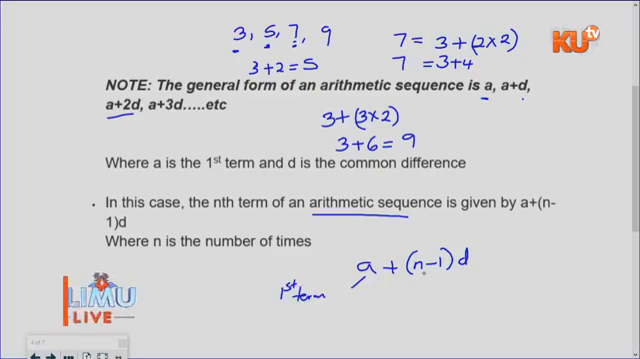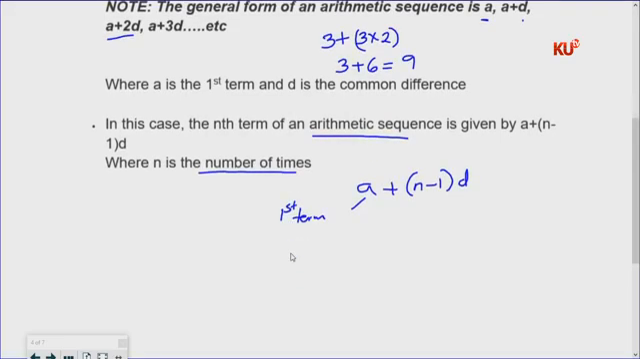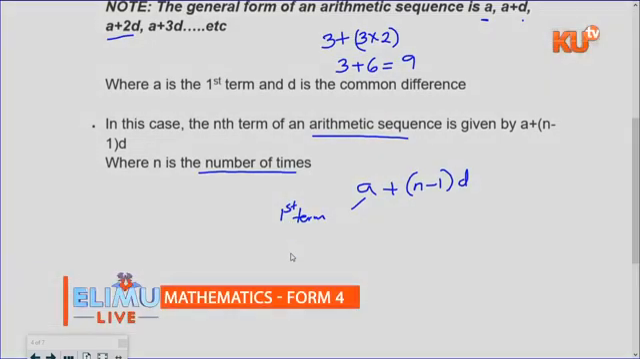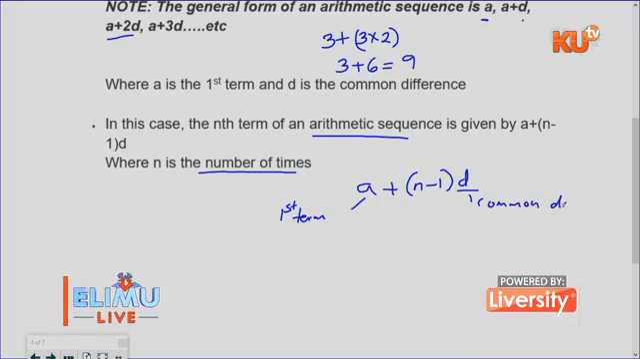And then n is the number of terms. So if you are asked to determine 10 terms, then n will be 10. If you are asked to determine 20 terms, then n will be 20. So we are saying that the value of n represents the number of terms in the sequence. And then D, we've discussed D, this is the common difference.